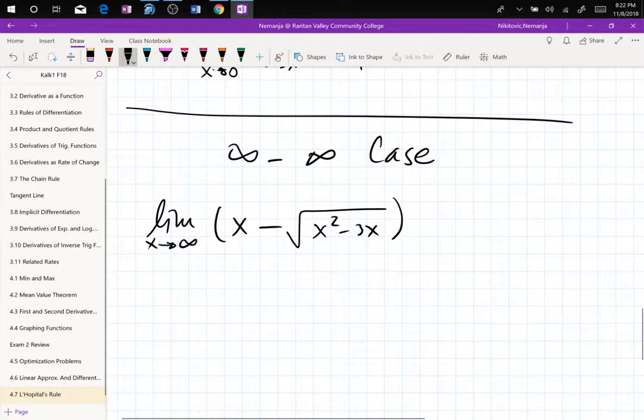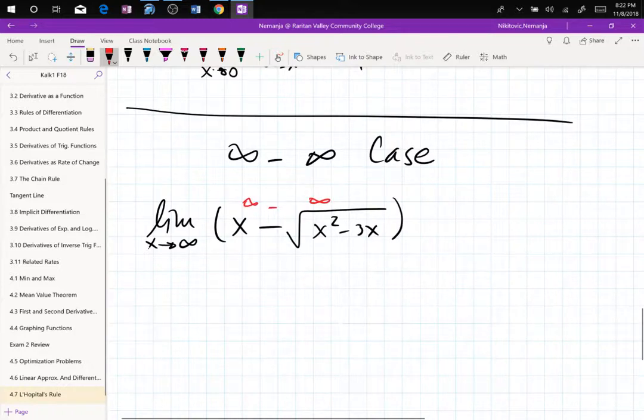Is this infinity over infinity? I mean, infinity minus infinity? Sure. When x goes to infinity, the square root of infinity is infinity. So this is definitely infinity minus infinity. Great.